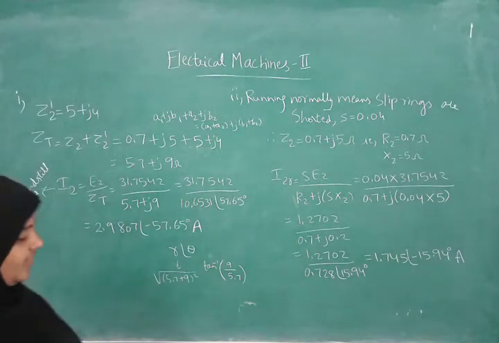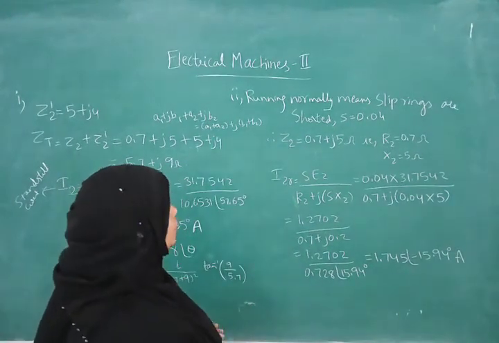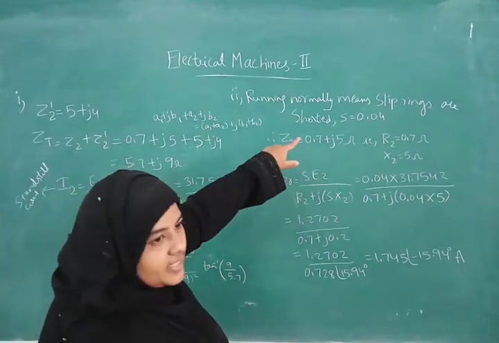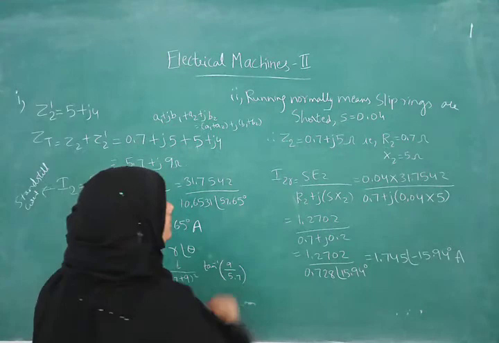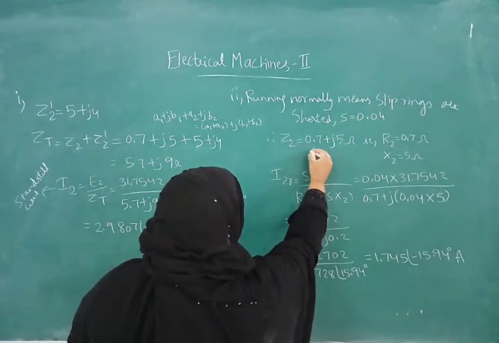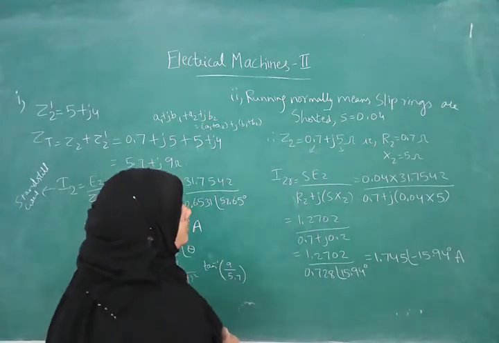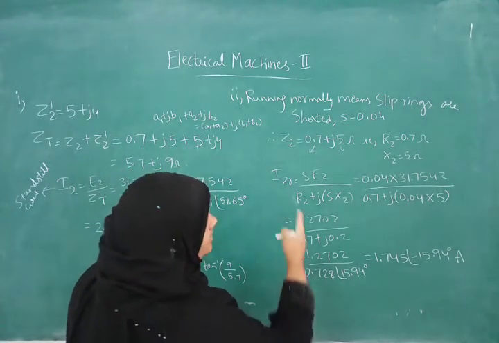Okay. Now second one, running condition. Running normally means slip rings are short circuited, and slip value is given as 0.04. Now Z2 is equal to 0.7 plus j5 ohms. So from this what can I write? This is resistance and this is reactance. So I am writing here separately: R2 is 0.7 ohms and X2 is 5 ohms.